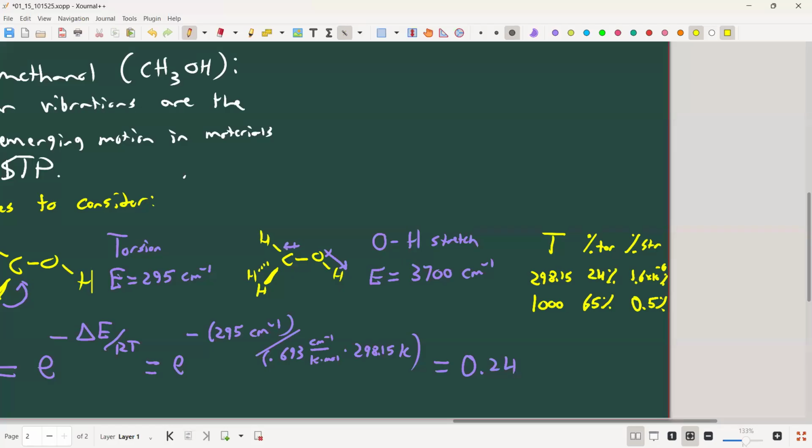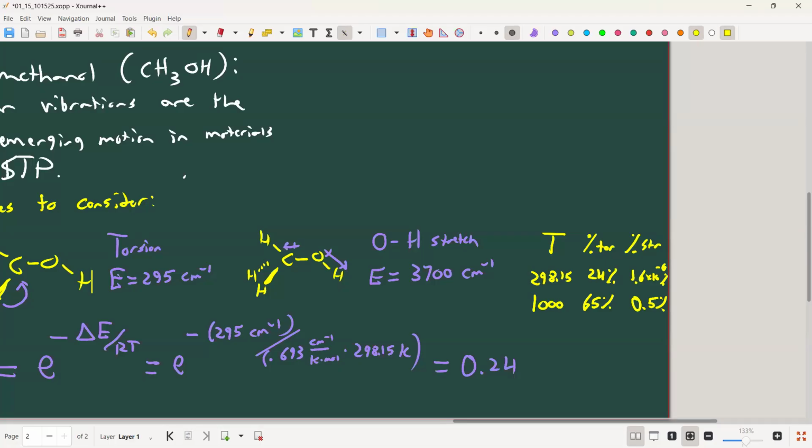Well, each mode, each vibration can store some energy. A molecule that's excited in the OH stretch is storing 3,700 wave numbers of energy. And so the number of molecules that can store 3,700 wave numbers of energy has gone from 15 parts per billion to 0.5%. So now there's lots of molecules in the system that are energetic enough to store a large amount of energy. So what does that mean?